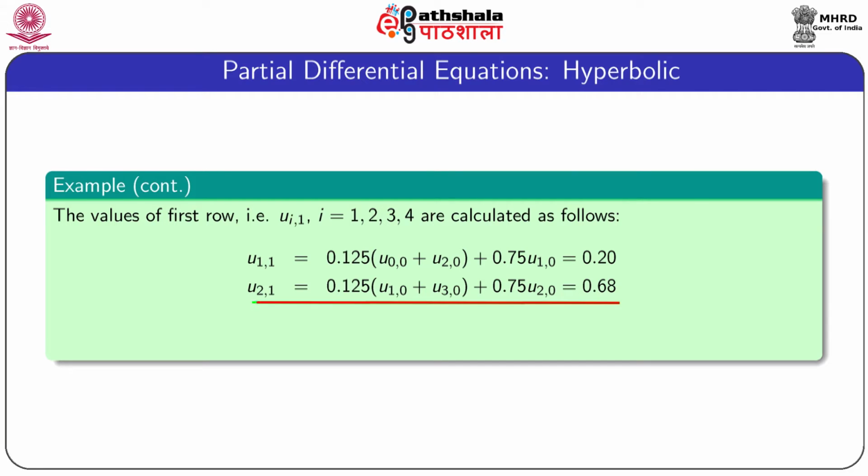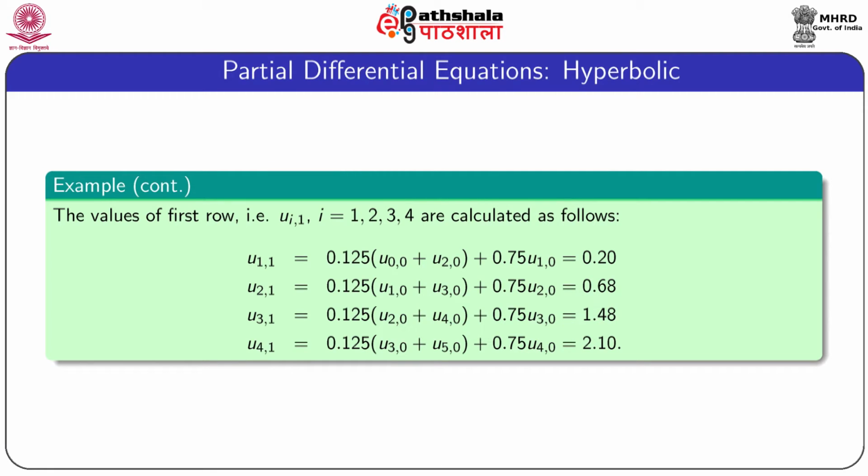Similarly, the value of u21 is equal to 0.125 into u10 plus u30 plus 0.75 into u20. After simplification, the value of u21 equal to 0.68. Similarly, the value of u31 is equal to 1.48 and the value of u41 equal to 0.125 whole into u30 plus u50 plus 0.75 into u40. After simplification, the value of u41 is equal to 2.10.